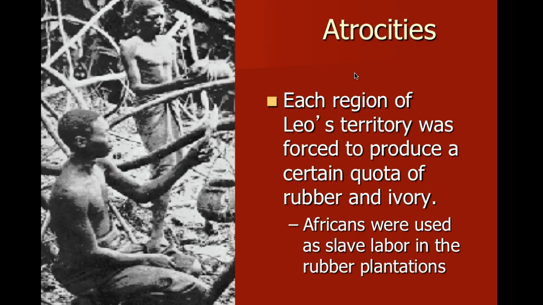Atrocities. Each region of Leo's territory was forced to produce a certain quota of rubber and ivory. Rubber was used for tires, bikes, and cars, which were exploding in popularity at this time, or about to. There's a great need for rubber, and ivory is used in the production of many goods. Ivory comes from the tusks of elephants, so at this time there's a mass slaughter of elephants in the region as well. Africans were used as slave labor in the rubber plantations, so he lied. Instead of eliminating slavery, he created a new form of slavery.